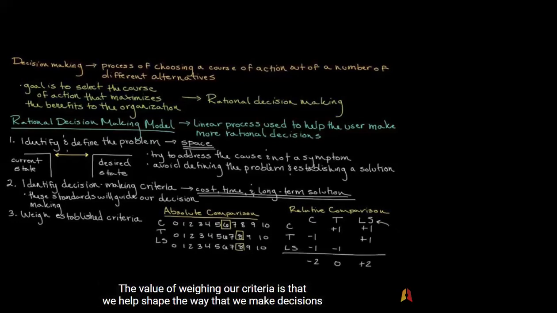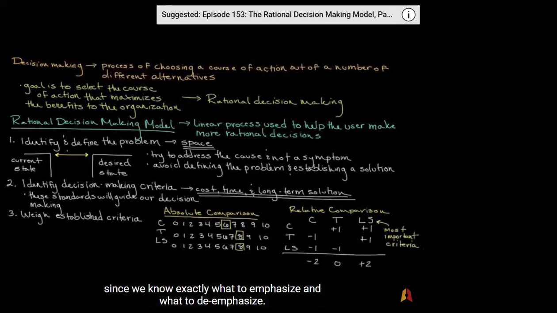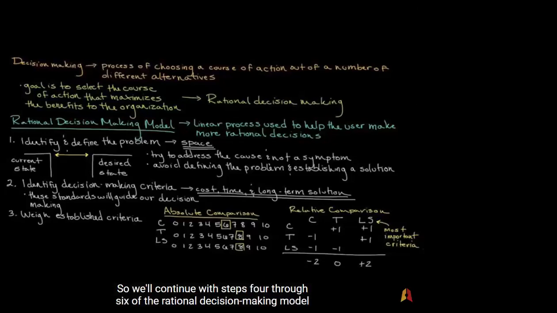The value of weighing our criteria is that we help shape the way that we make decisions, so we know exactly what to emphasize and what to de-emphasize. Coincidentally, we're running a little short on space ourselves, so we'll continue with steps 4 through 6 of the rational decision-making model in our next video.